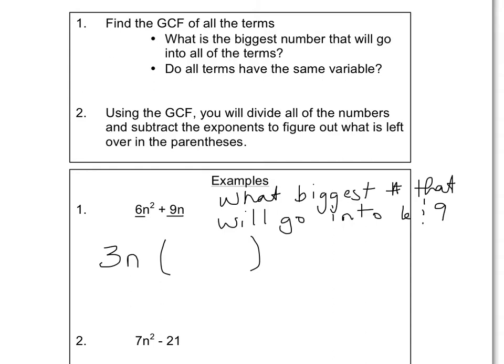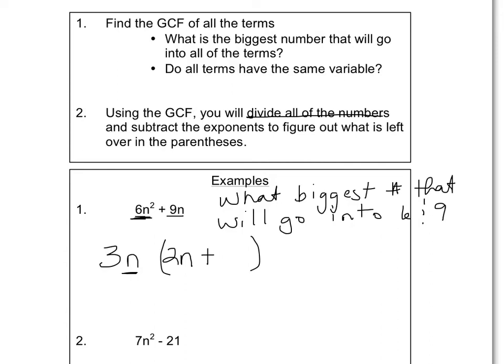So I'm going to divide the numbers. 6 divided by 3 is 2. That goes there. And I'm going to subtract the exponents to figure out what's left over inside the parentheses. Up here, in this first term, I have 2 n's. Down here, I have 1 n. So 2 n's minus 1 n gives me 1 n left over. And I have a plus sign there in the middle.